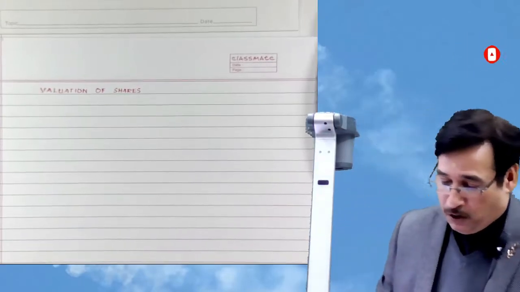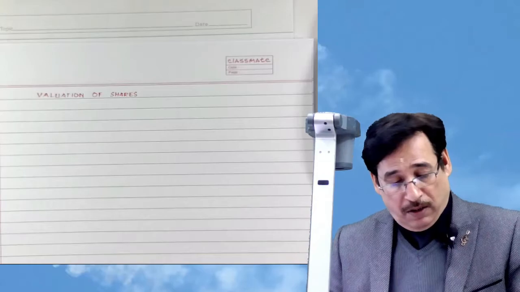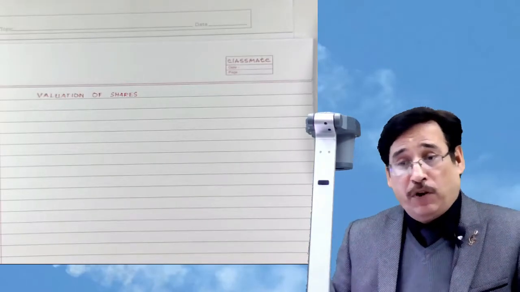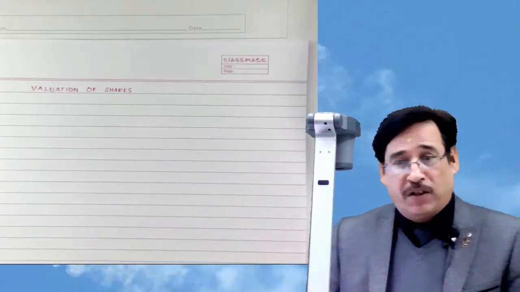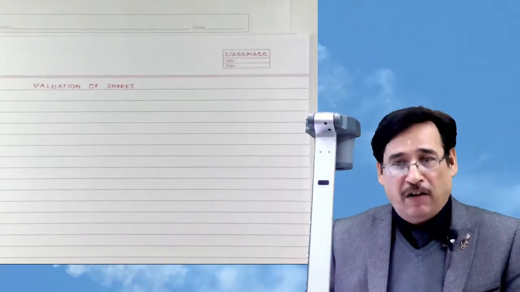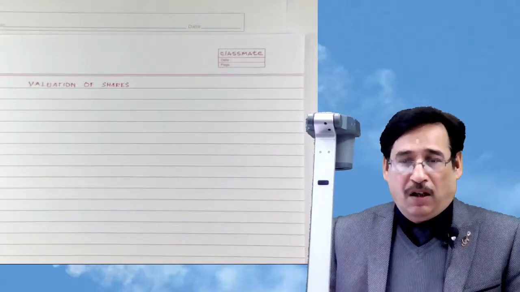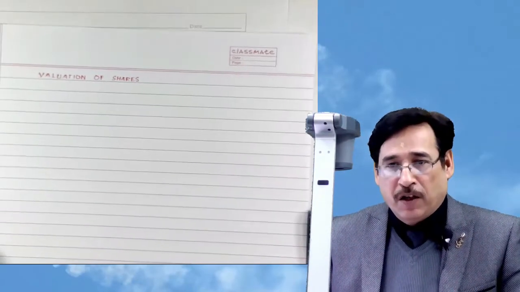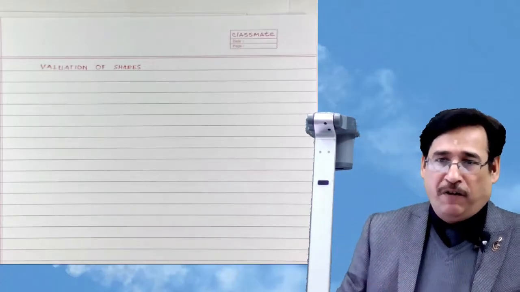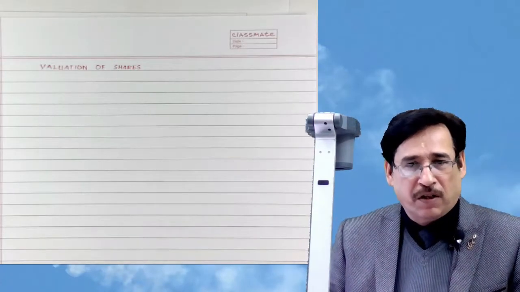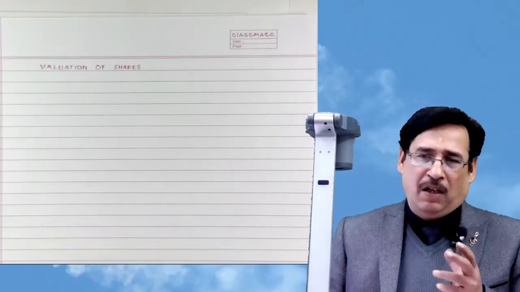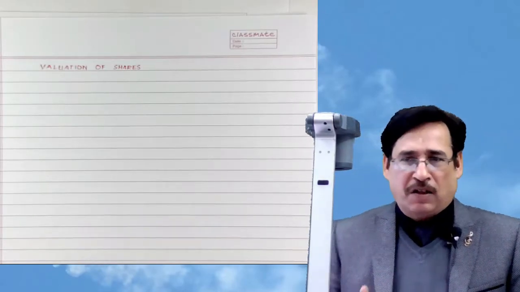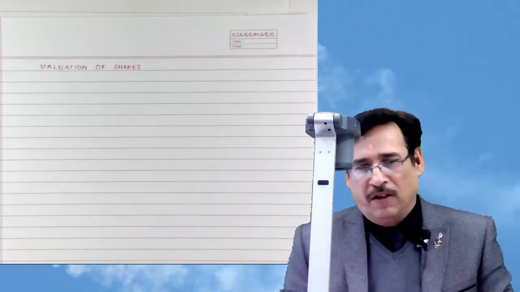Valuation of shares. That's the topic, the chapter which we are going to now start in a short while. Valuation of shares. I have already written the title. Now, as far as valuation of shares is concerned, suppose I have invested my money in a particular company. Why do I invest? One reason is that I am interested in having some income out of that. In fact, most of the investors have this intention to earn some income by way of their investments.